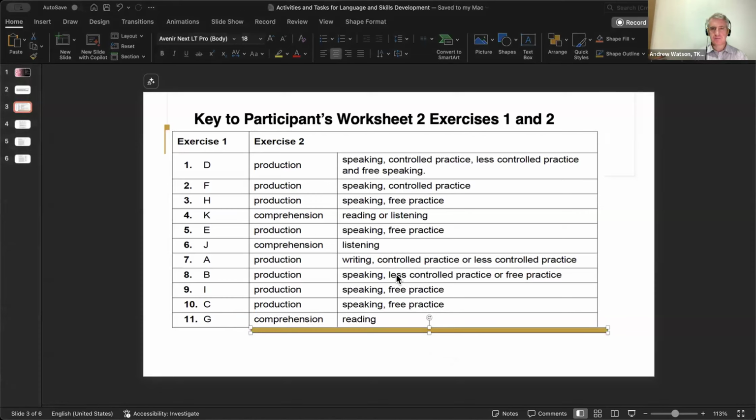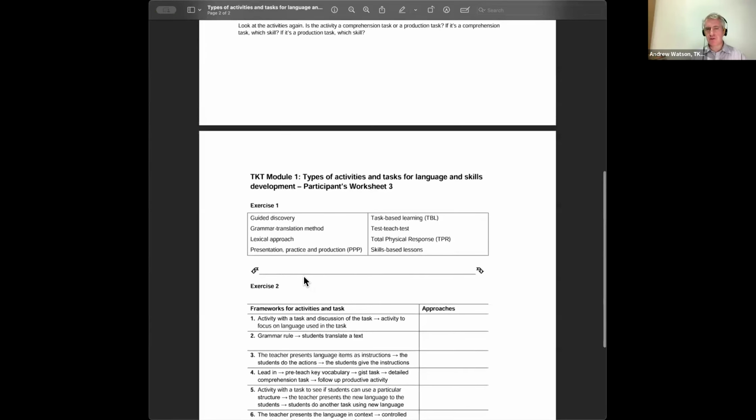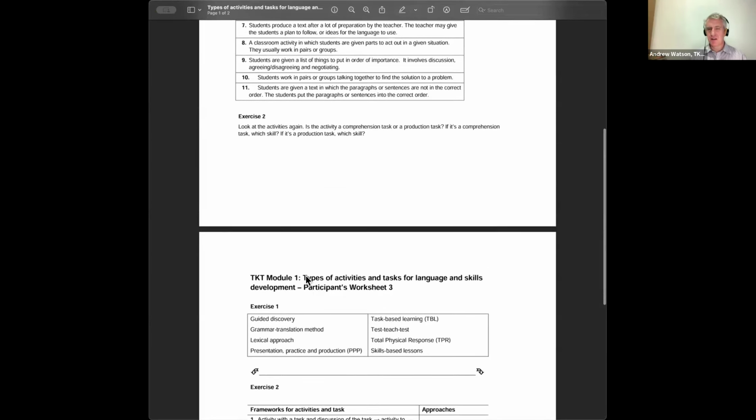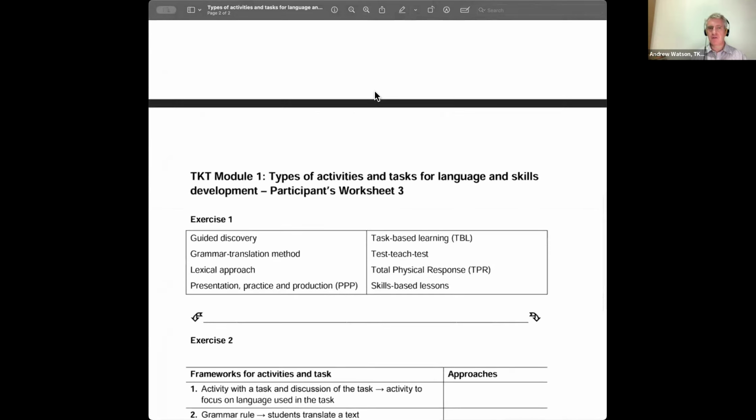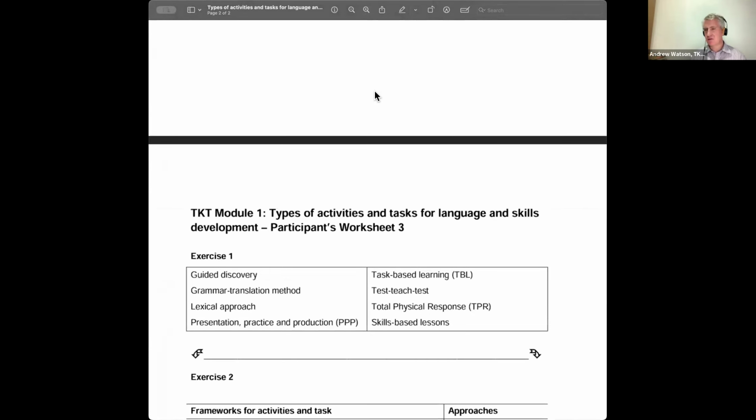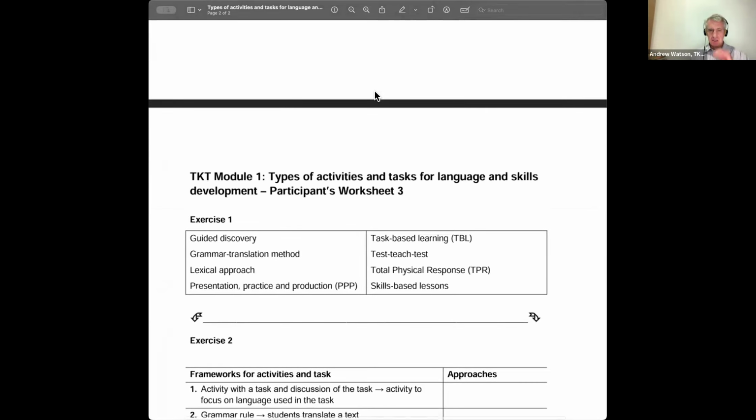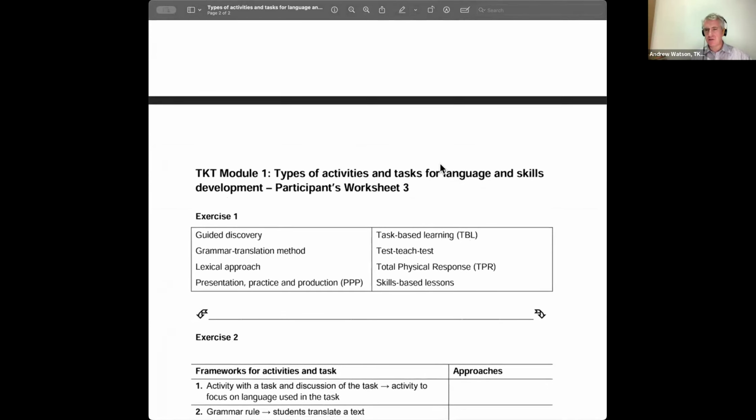Now, earlier we encountered some different methods of presenting. Now we'll look at some different methods of producing or practicing, right? So we mentioned earlier guided discovery, grammar translation method, the lexical approach, PPP, text-based learning, test, teach, test, total physical response, skills-based lessons.